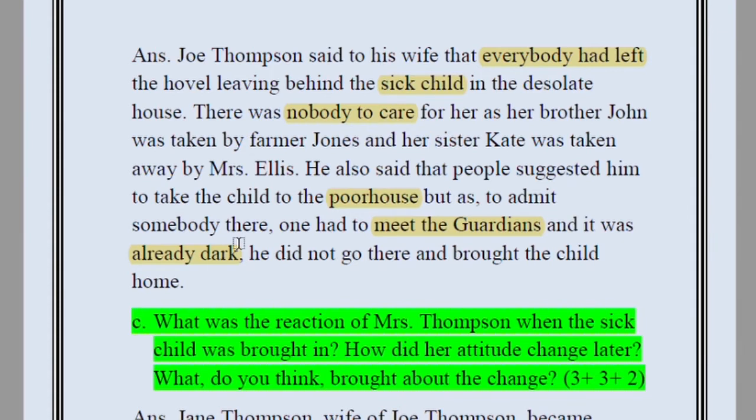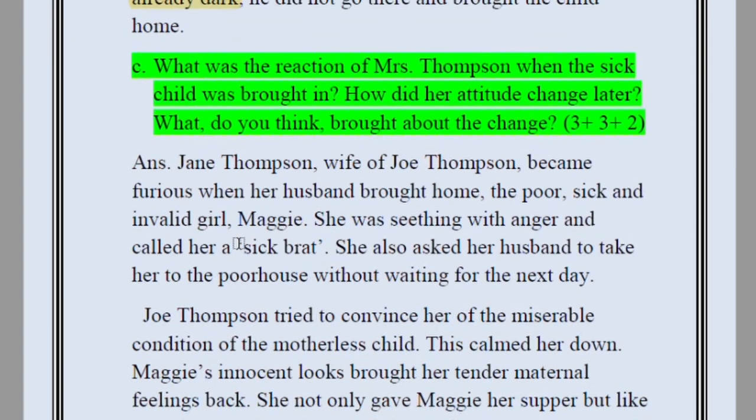So it was better to bring the child home with him, and maybe next day he would go to the poorhouse and enroll the child over there. Okay. Next we'll come to number C.